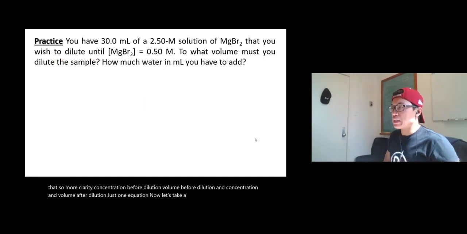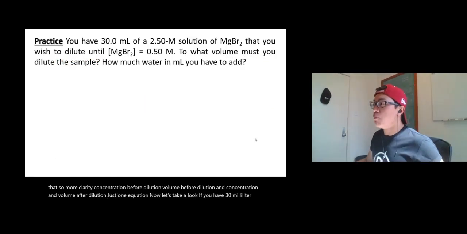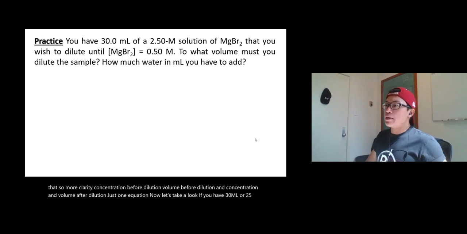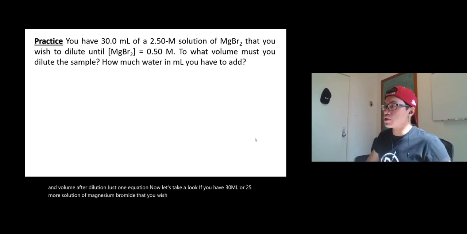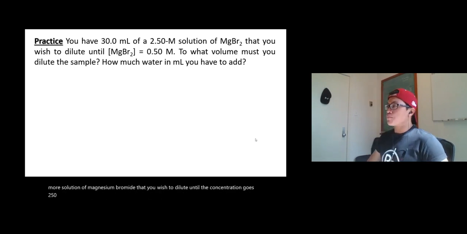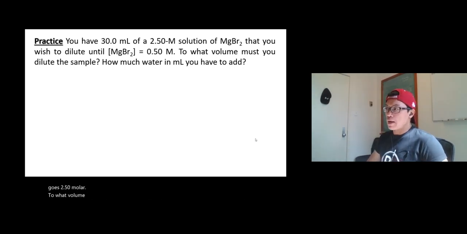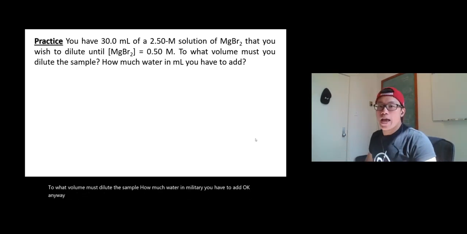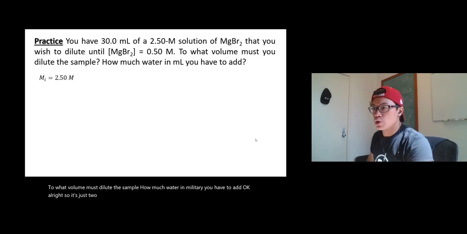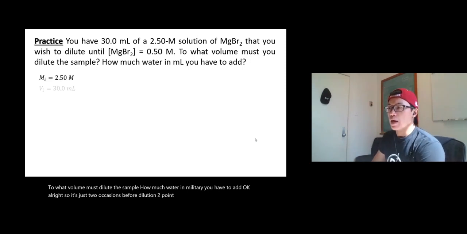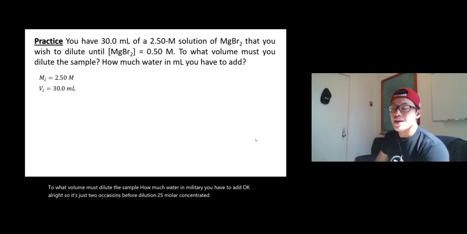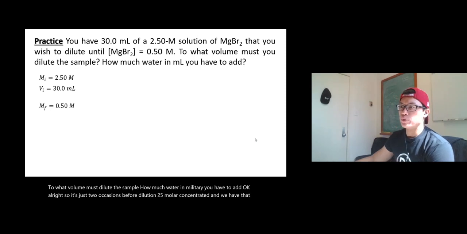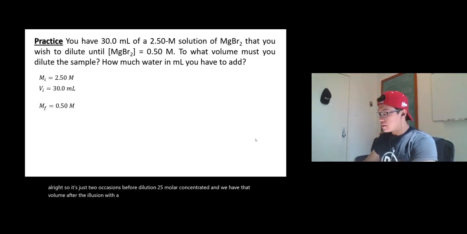If you have 30 milliliter of 2.5 molar solution of magnesium bromide that you wish to dilute until the concentration goes to 0.50 molar, to what volume must you dilute the sample? How much water in milliliter do you have to add? All right, so it's just two occasions. The before dilution, 2.5 molar concentrated, and we have that volume. After dilution, we dilute it down to 0.5 molar, asking for the final volume.